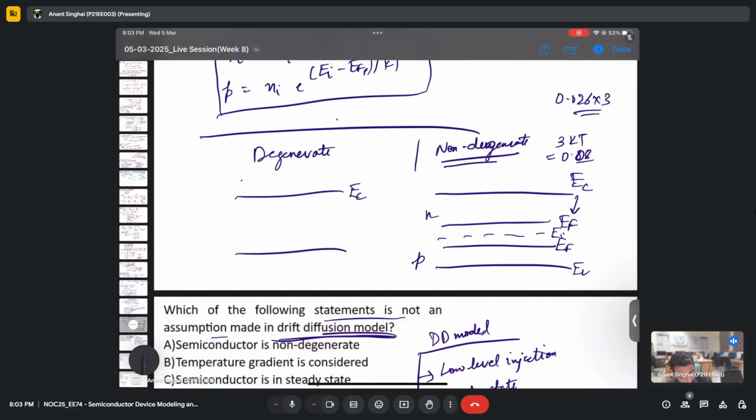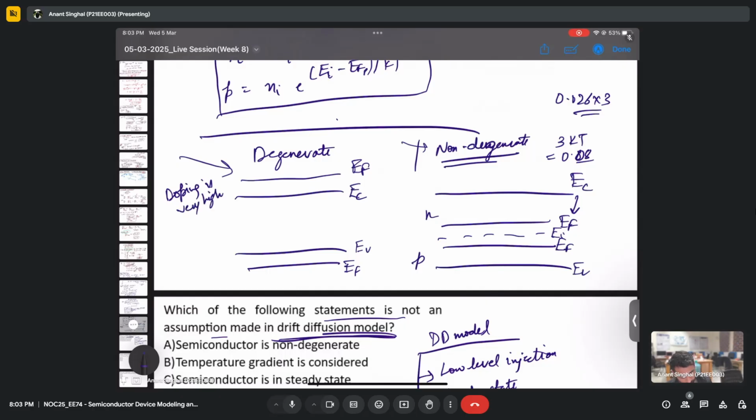For degenerate, the Fermi level is either inside the conduction band or inside the valence band. I hope you can assume. You don't study degenerate, right? In general, we see non-degenerate only. So this can happen when the doping is very, very high.